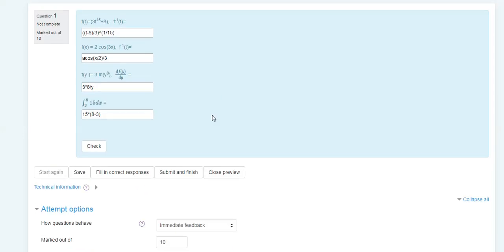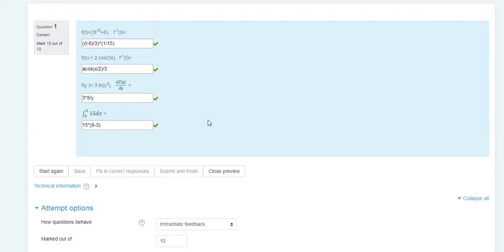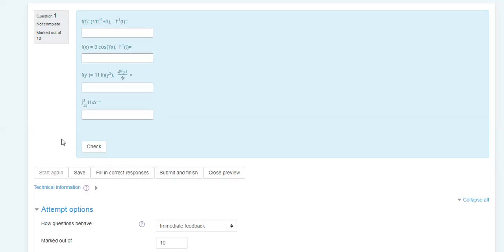And we check our answers now. Check. All are correct, and the grade is 10 out of 10. Now, if another student opens the exam, you can see here the numbers 3, 15, 8, and here 2 and 3, and here 3 and 8, and here 3 and 8 and 15. You can see the numbers will change now. 11, 3, and this is 9, 7, and this is 11, 3, and here 3, 11, and 11.